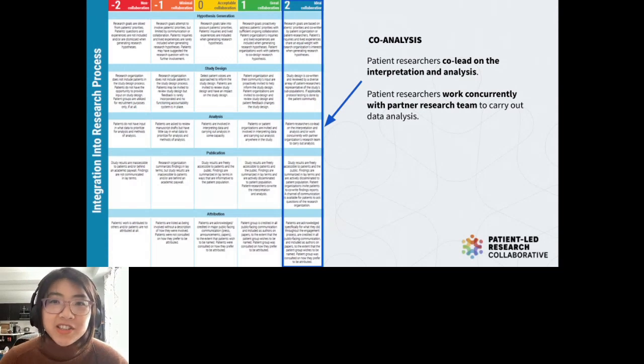Moving down this list into co-analysis, I feel like this part is something that the Patient-Led Research Collaborative does quite well in a lot of domains because our team is multidisciplinary. Patient researchers work concurrently with research partners to carry out data analysis. In the case where it is an internal project, we co-lead on the interpretation and analysis, and often bring on patient researchers who have domain expertise to lead the project.